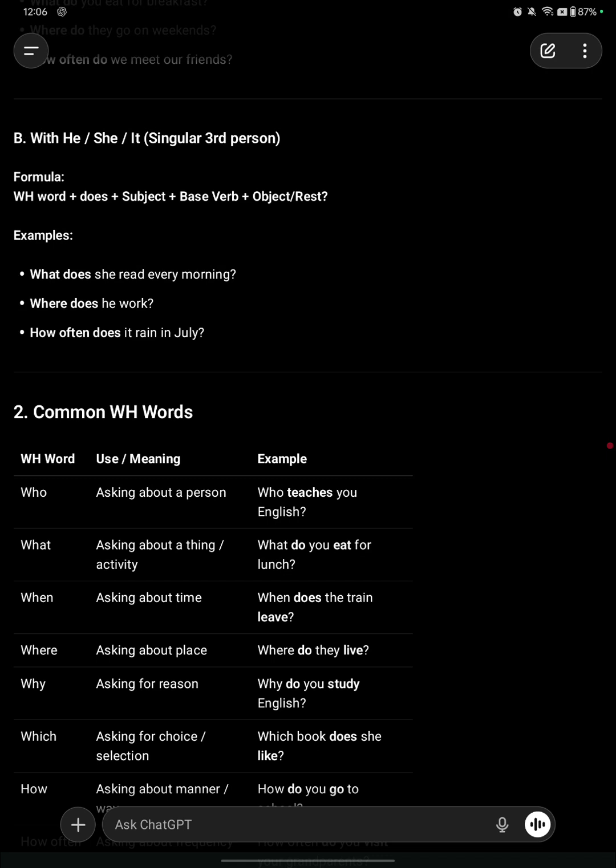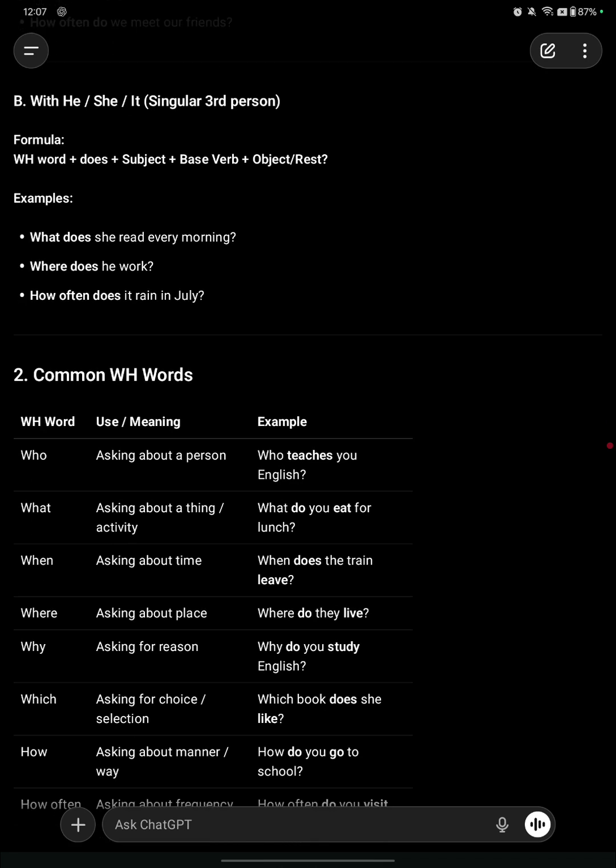When we use does before, we should not use V-s after the subject with V1. We should not use verbs like reads, works. No. What does she read every morning? This is correct. What does she reads every morning? It's wrong. Already we used does before. It is also one of the helping verbs.